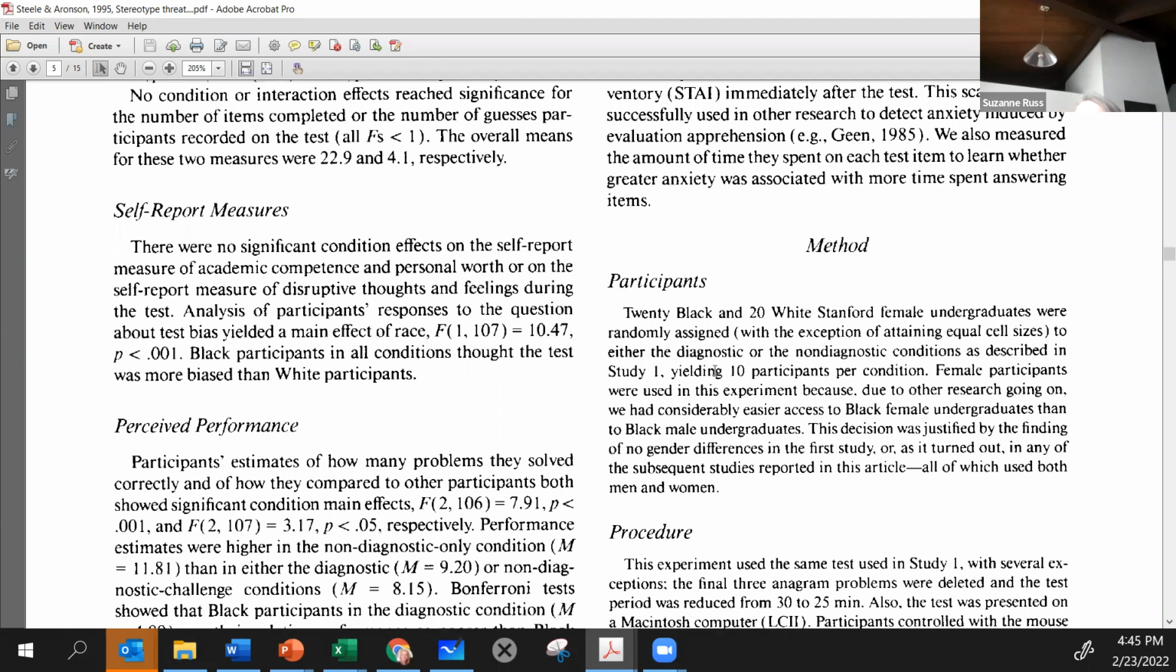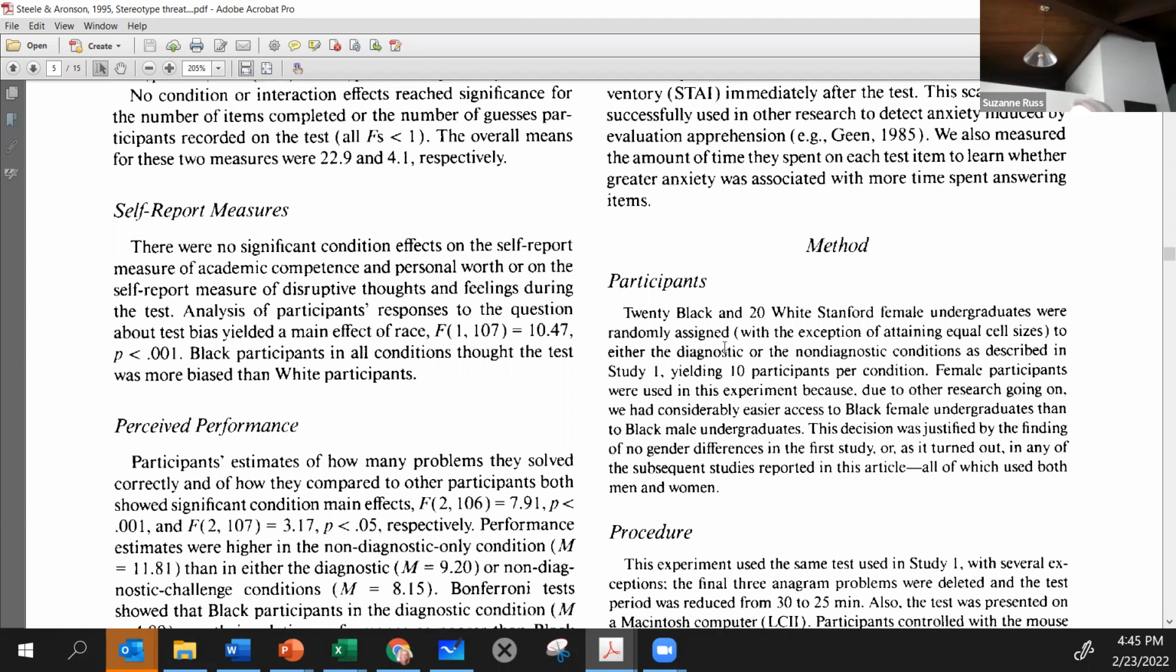So then this discussion will lead you to the next experiment, and they'll give you nice detail. You should be able to understand the method. You should be able to understand the discussion. You should be able to understand the first part, the literature review. It's a little harder with the results.